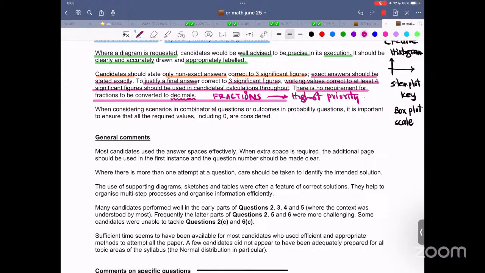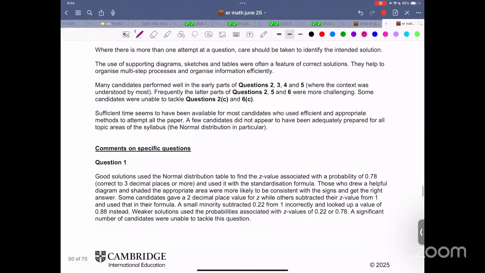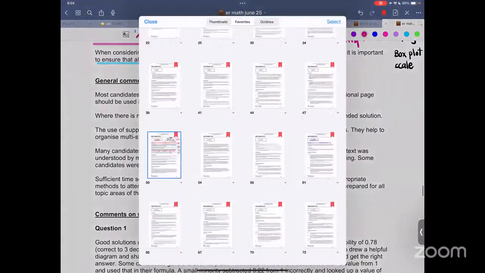Keep that in mind. When considering scenarios in combinatorial questions, permutation and combination, that's combinatorics, or outcomes in probability questions, it is important to ensure that all the required values, including zeros, are considered. Basically, it's giving you a reference to discrete random variables. Okay, so now this thing is all done and dusted. Let's move on. So that was the first one.